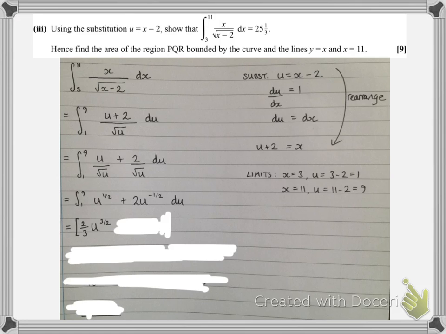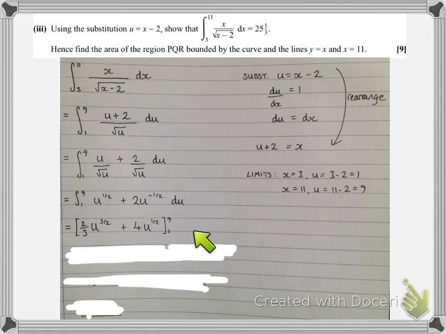So, to integrate, we're just going to add 1 to the power, divide by the new power. So we've got u to the half add 1 is u to 3 over 2, and then dividing by 3 over 2 is like multiplying by 2 over 3. Dividing by a fraction is the same as multiplying by its reciprocal. Same sort of thing again, we've got u to the minus a half. If we add 1, that gives us u to the half, and then dividing by a half is like multiplying by 2 over 1, so we get 4u to the half.